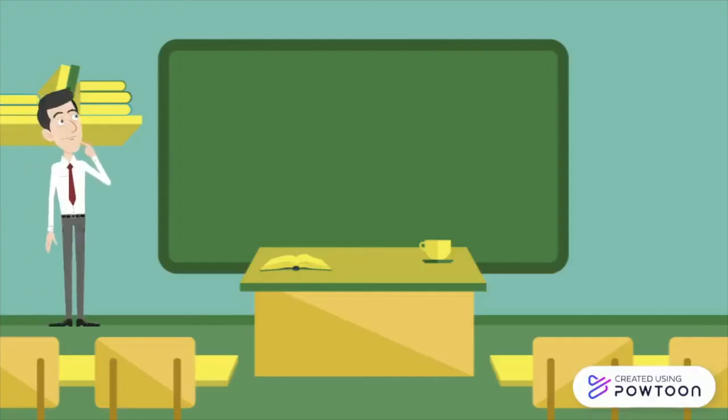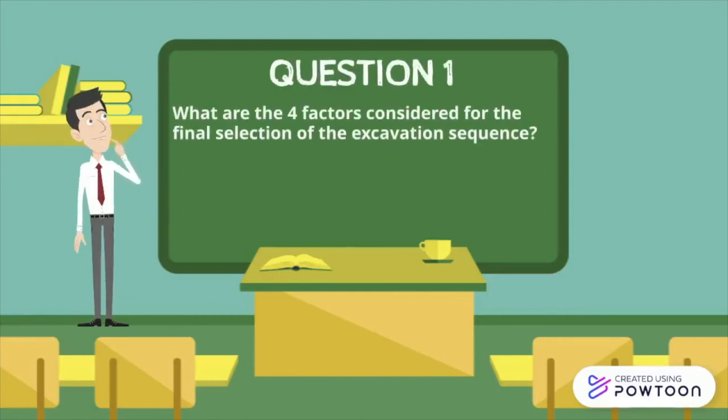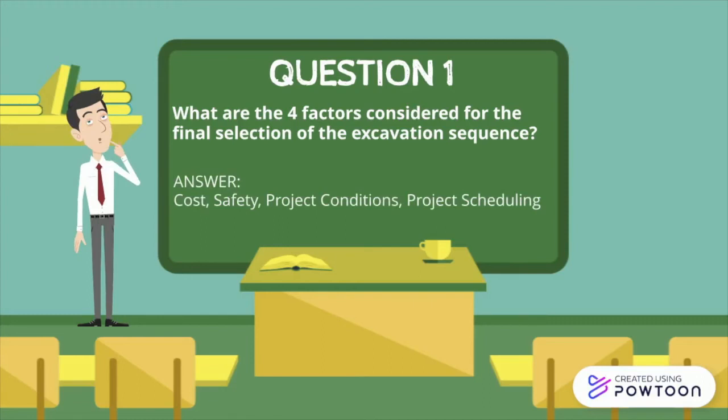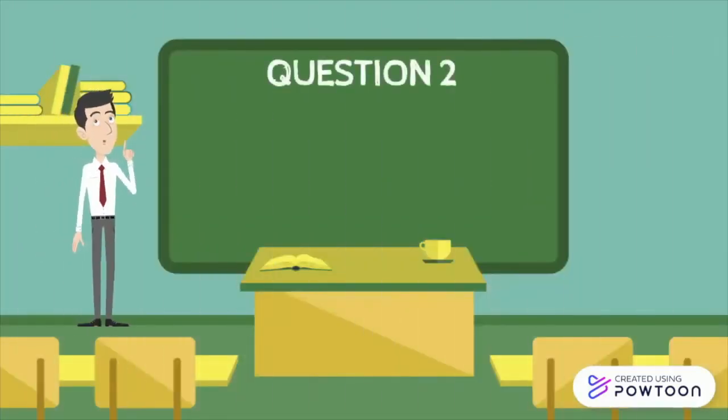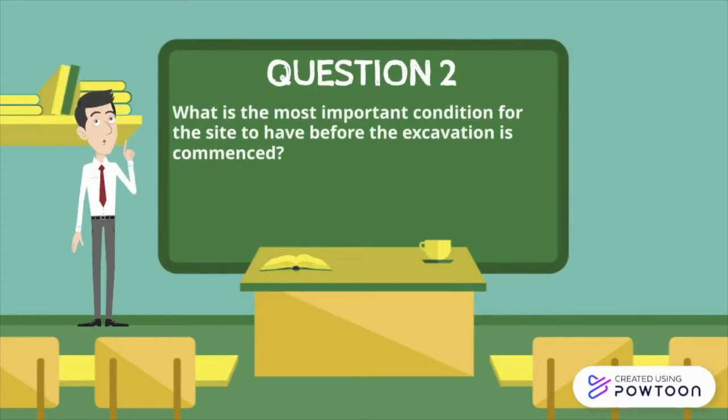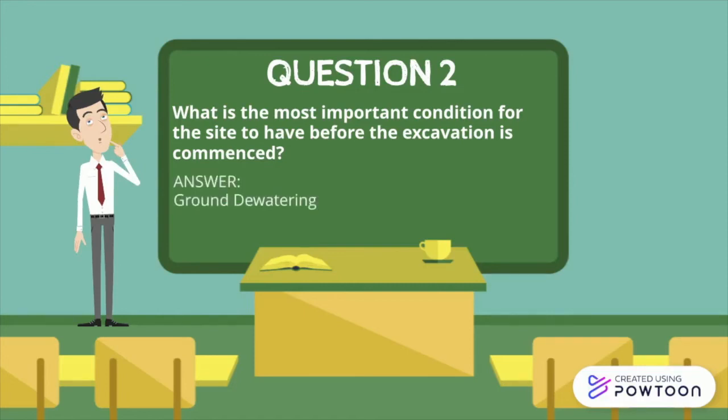Let's go! First question. What are the 4 factors considered for the final selection of the excavation sequence? The answer is cost, safety, project conditions, and project scheduling. Second question. What is the most important condition for the site to have before the excavation is commenced? The answer is ground dewatering.